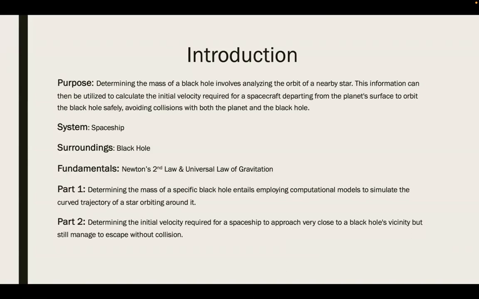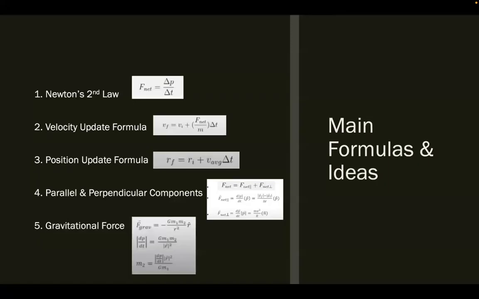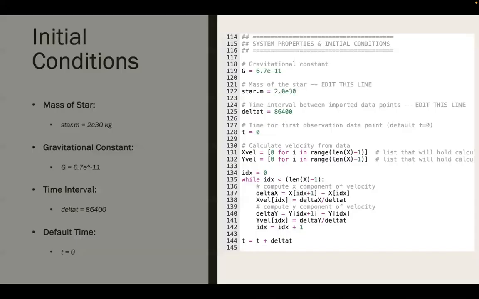This is completely just coding. There's no physical experiment. So the main formulas and ideas we use are Newton's second law, velocity update, position update, parallel and perpendicular components, and gravitational force. These are very highly important throughout this experiment. Okay, so we start with part 1.